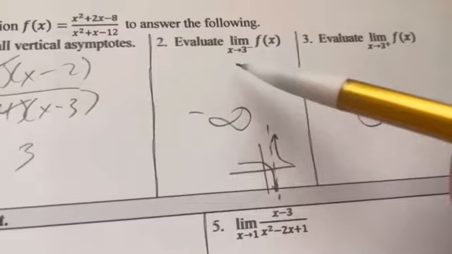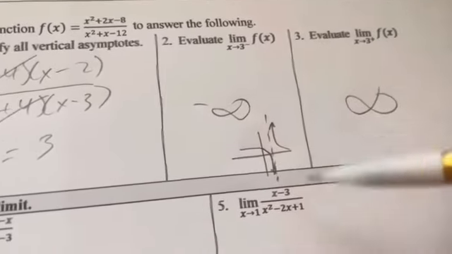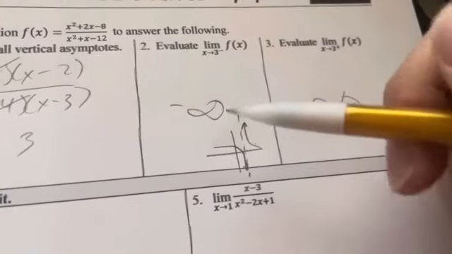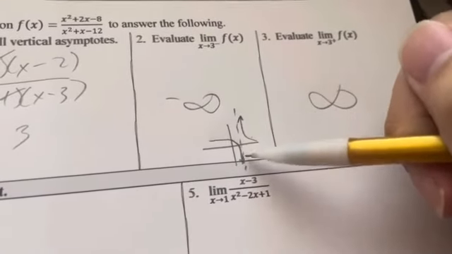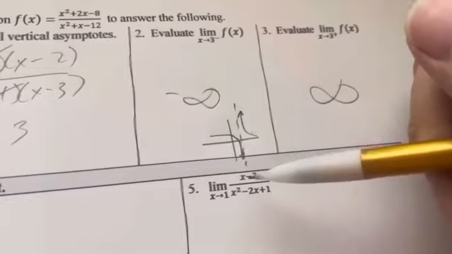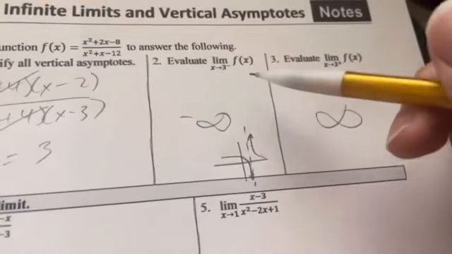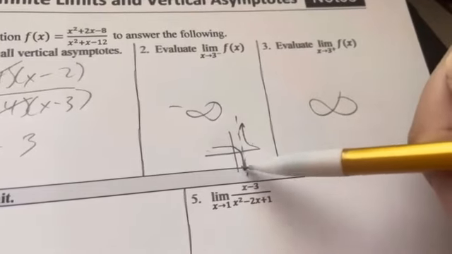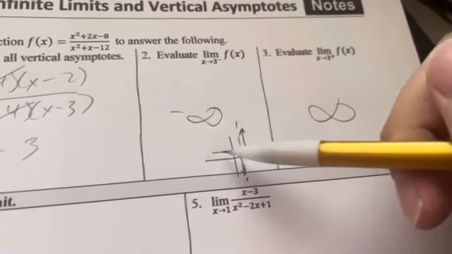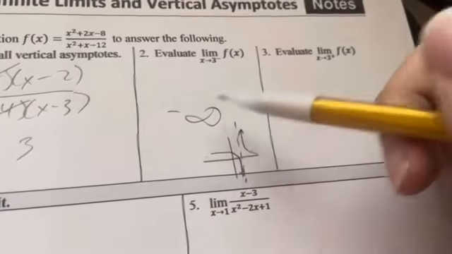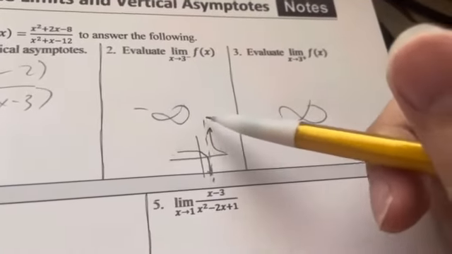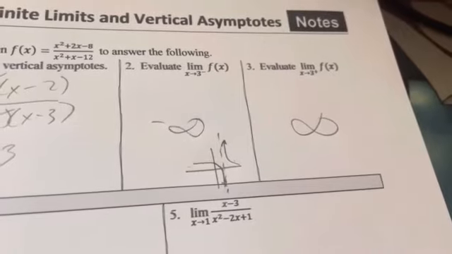Evaluate the limit as x approaches 3 from the left. So this right here is a rough sketch of what the graph should look like. It's an asymptote at x equals 3. It's an infinite discontinuity right here. So we're approaching 3 from the left, and our graph is approaching negative infinity. Vice versa, approaching 3 from the right is approaching positive infinity.